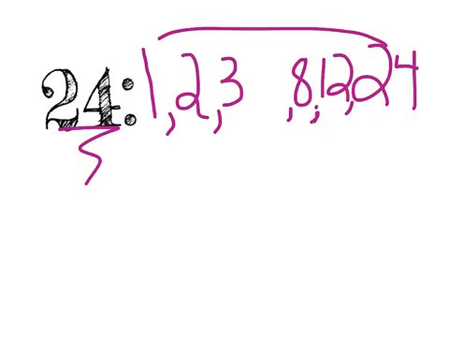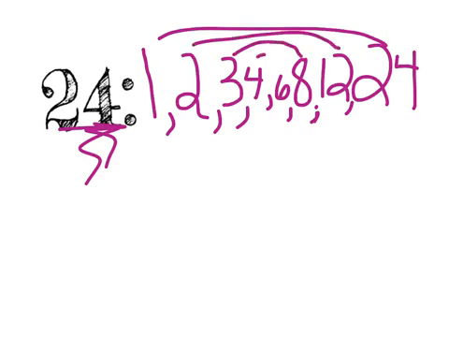I'm going to go with my next digit, which is 4. 4 times 6 gives 24. And the only digit I have left to test is 5, which I know can't go into 24 because in the ones place, I do not have a 0 or a 5. And so suddenly, I am left with a factor rainbow showing me all of the factors of 24. Pretty cool.